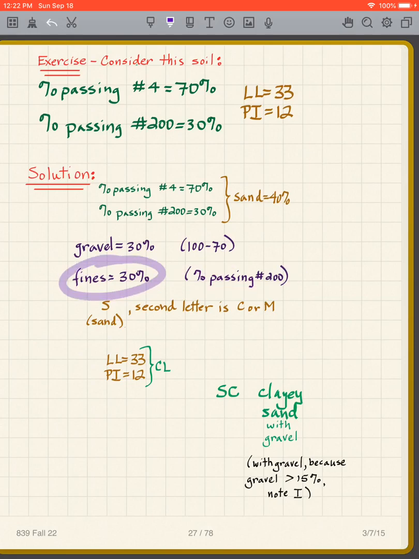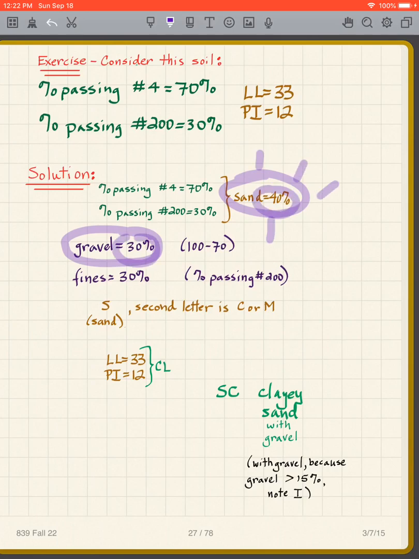So if I only have 30% fines, that means I either have sand or gravel, because I have to have more than 50% passing the fines to be a fine-grained soil. So I have a coarse-grained soil, so I either have sand or gravel. Well, I only have 30% gravel, but I have 40% sand, so I have more sand than gravel. So that means that the soil here is a sand.